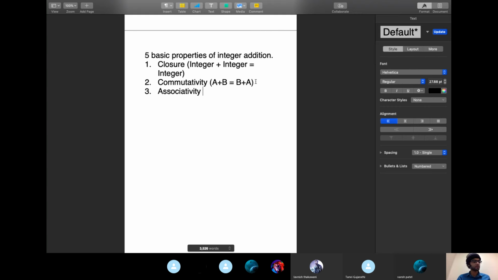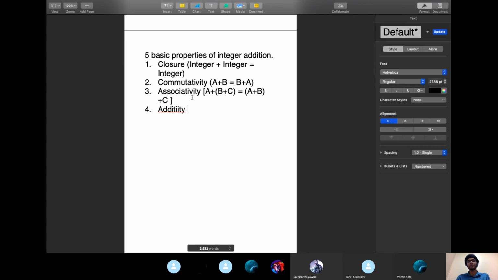Associative property says that if I have three integers, then a plus b plus c can be added in any order. I could add a to b plus c, or I could even add a plus b to c. The answer will remain the same. That's what associativity says. I'm not going to explain these things much because I'm pretty sure you know these things, but I just want you to recap those things so that we think about them for real numbers.